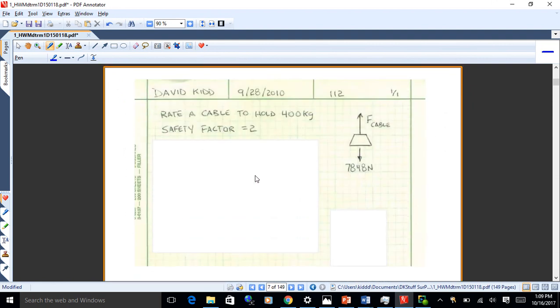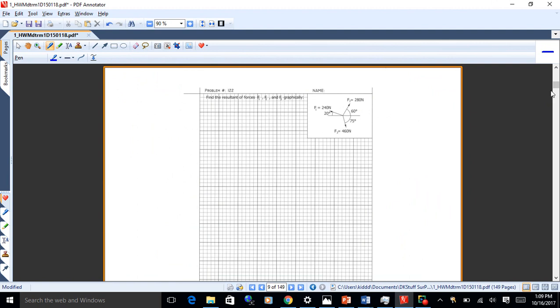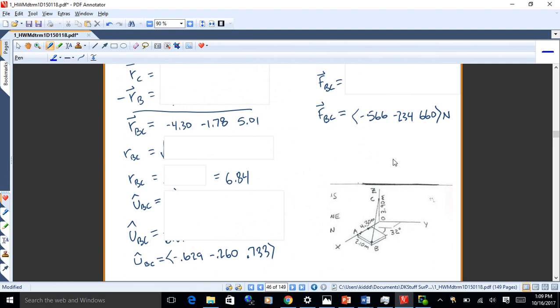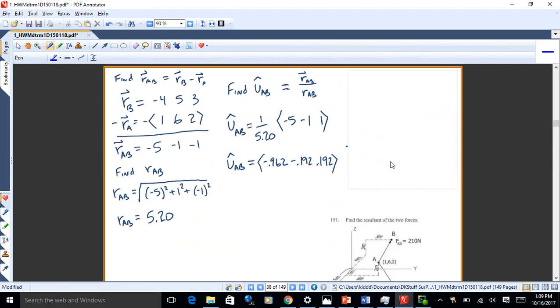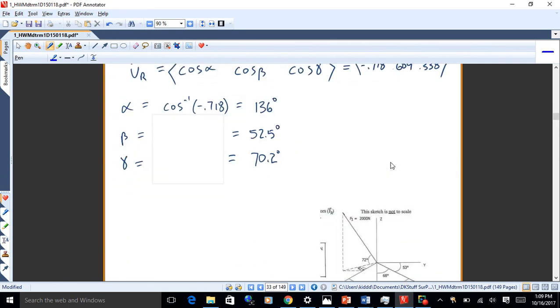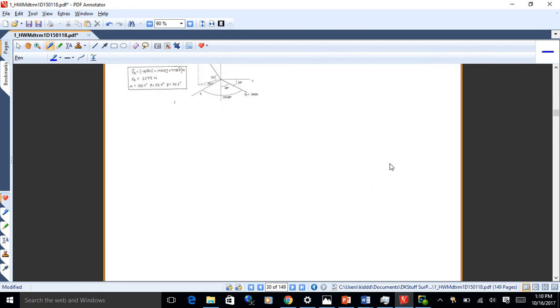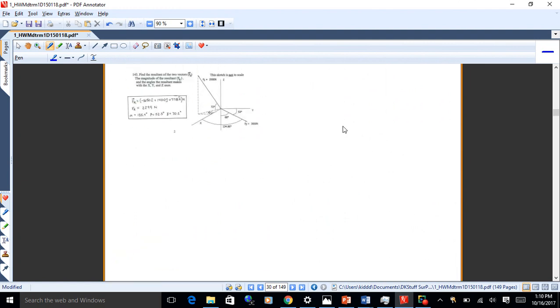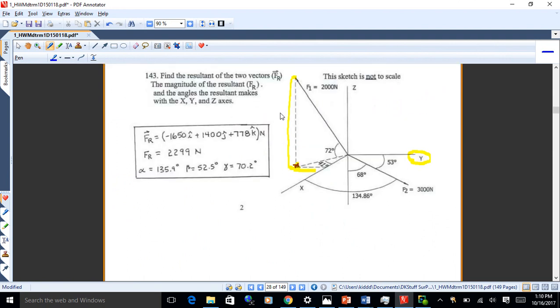The other one I'd mention is that double projection. Some of you are maybe working out that angle by reverse engineering it from the answer, perhaps. I'm not quite sure what was going on with that. The way to set up this F1 vector on 143 is you've got a double projection there. You want to take the magnitude of the force, which is 2,000, and then multiply that through the projection.